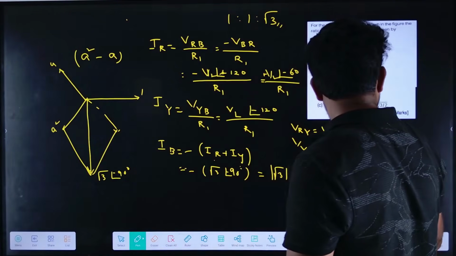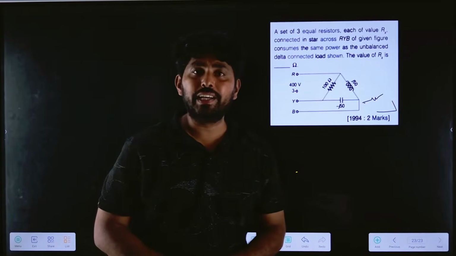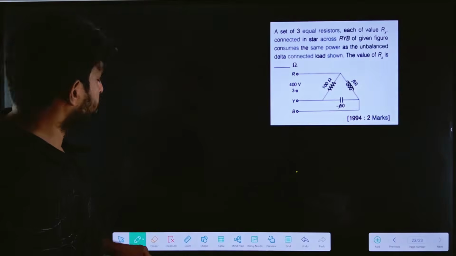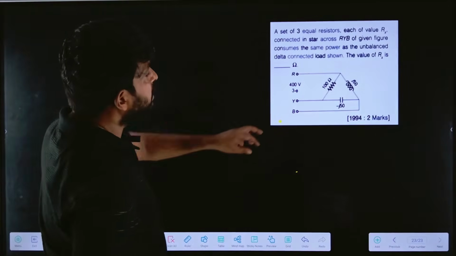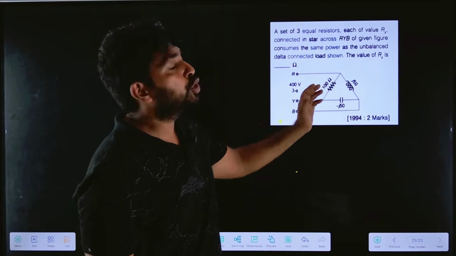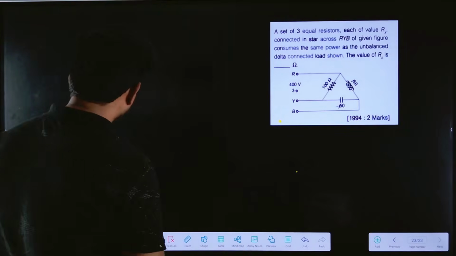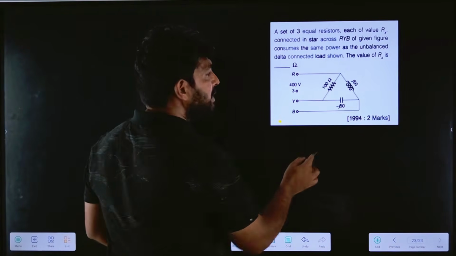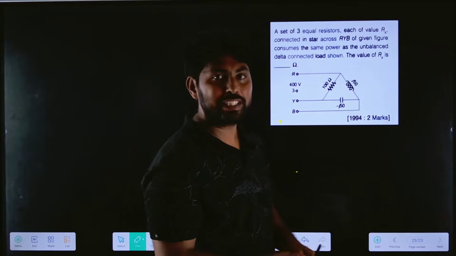So now let us find the next question. Now let us answer the next question. Here it was given as an unbalanced load. And whatever be the power consumed by this unbalanced load, it is equivalent to the star connected load which consists of the Rx resistor. Now if you observe in this, these two are the inductance and capacitance, and if you find the power across this inductance and capacitance, it will be 0.